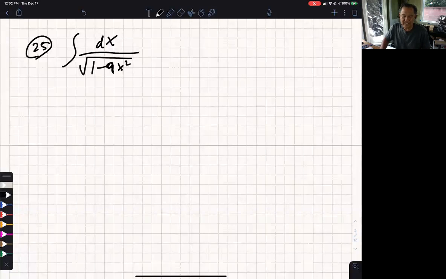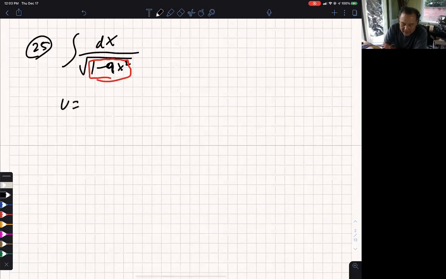So this is 5.6, number 25. They want the antiderivative of this. And for most people, you would be very confused. And you might try something like this. Hey, Yoshida said, if there's a function on the inside, a lot of times that's u.